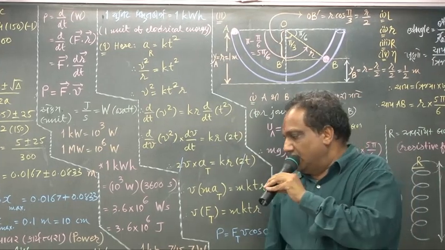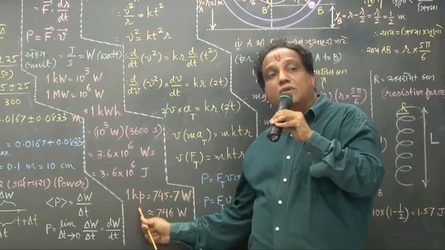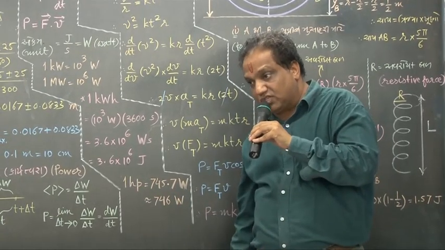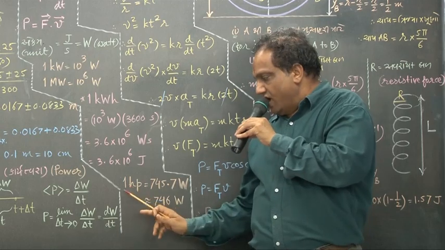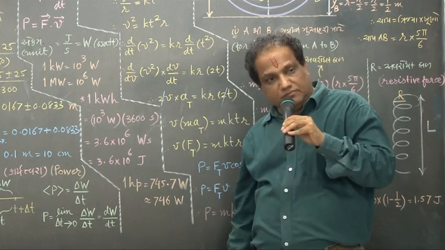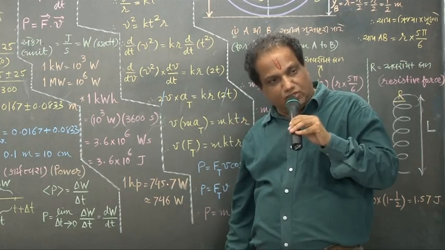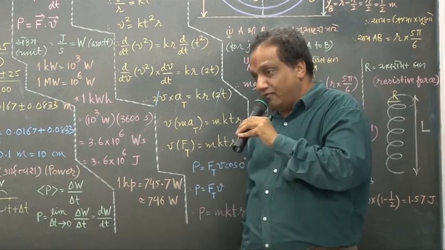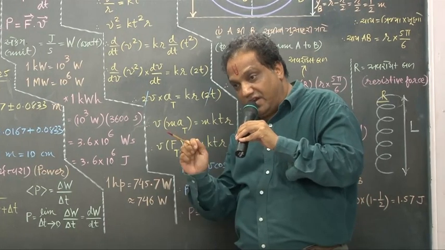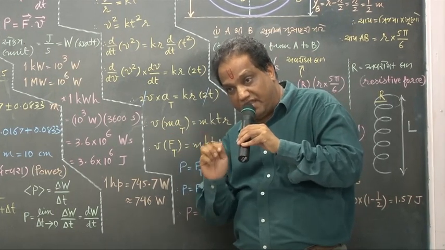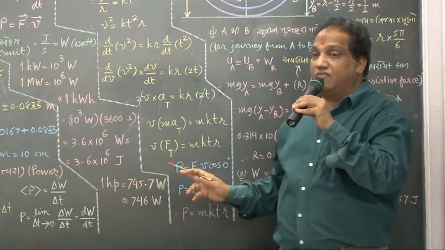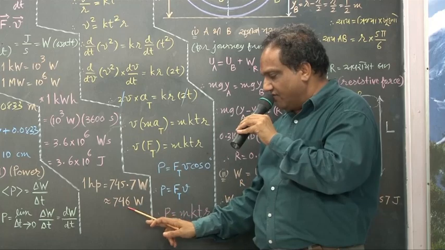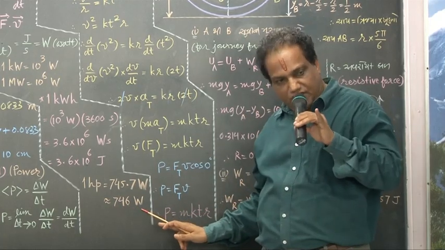In the British Empire, we had the unit of power as horsepower. British people, you know, they were like horses only. So 1 horsepower is 745.7 watt, but 745.7 is nearly 746 watt.